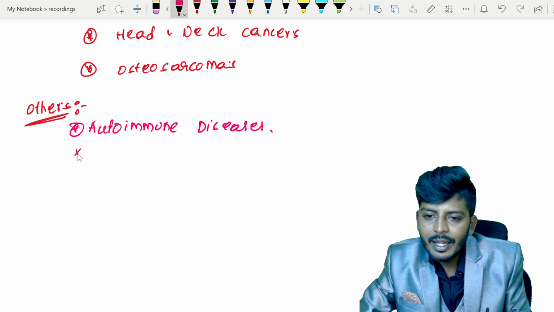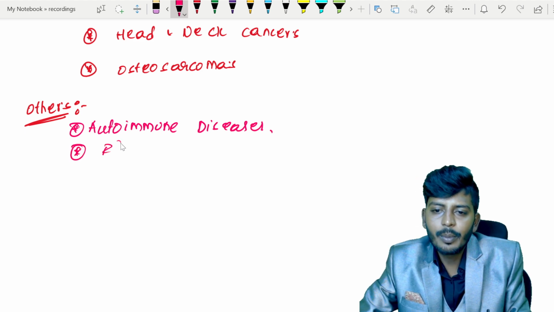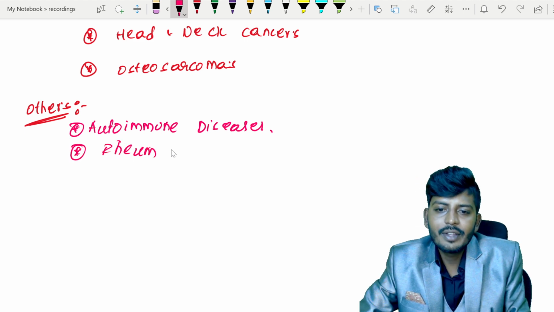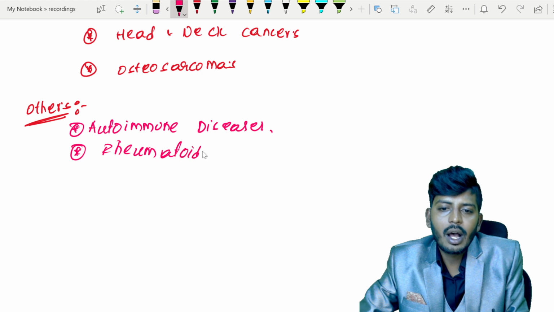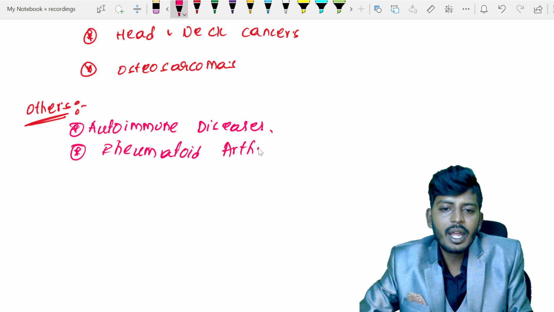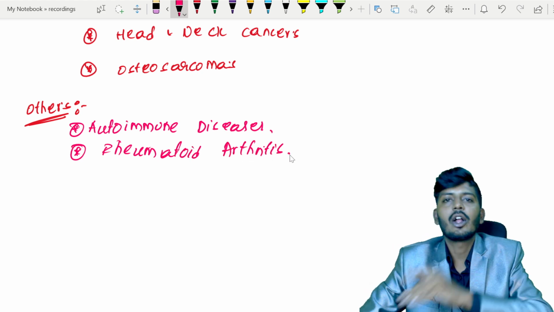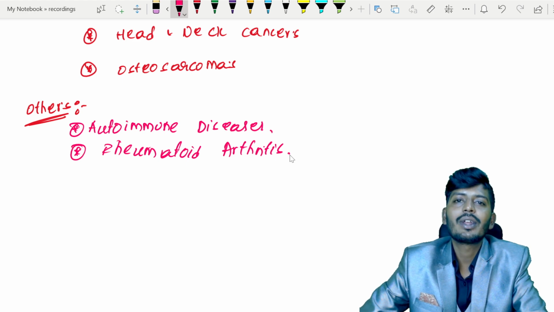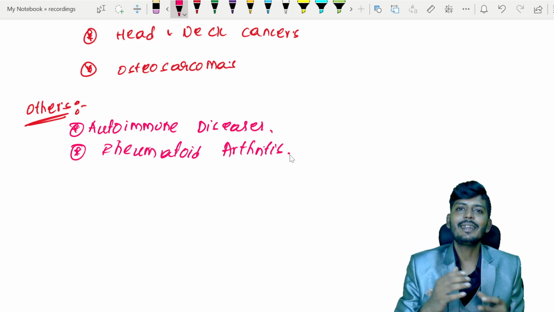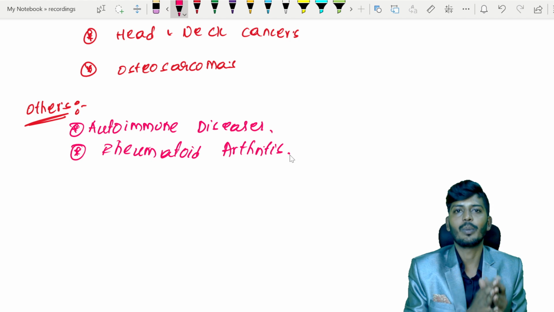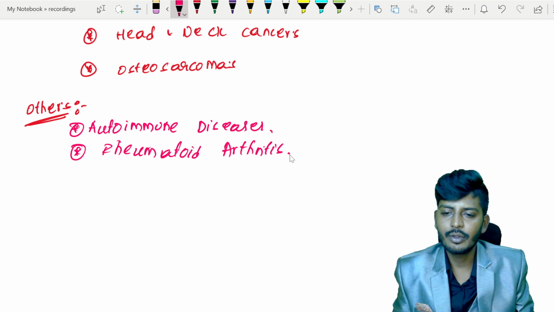Apart from that, it is also used in the treatment of rheumatoid arthritis. Okay. So again, rheumatoid arthritis. Methotrexate is useful as a DMARD, a disease modifying anti-rheumatoid drug. Okay. So that is also useful.